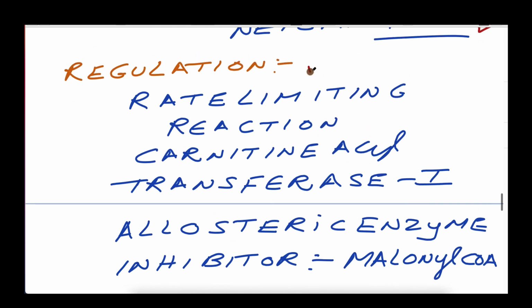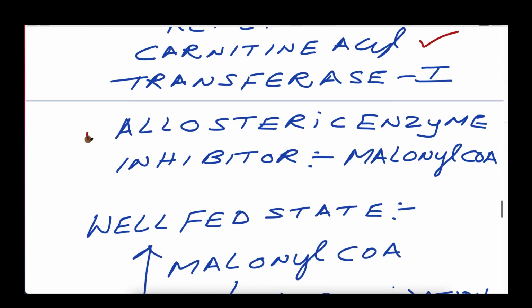Now let us summarize regulation. The rate limiting reaction is carnitine acyl transferase 1. It is an allosteric enzyme. The inhibitor is malonyl coenzyme A. Malonyl coenzyme A is a substrate for fatty acid synthesis. The substrate of fatty acid synthesis is inhibiting the beta oxidation of fatty acids. That means when beta oxidation takes place, fatty acid synthesis will not take place. When fatty acid synthesis takes place, beta oxidation does not take place.